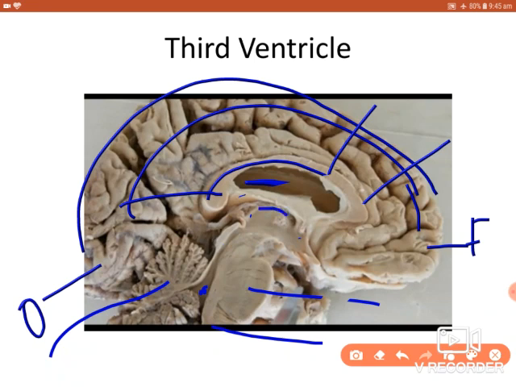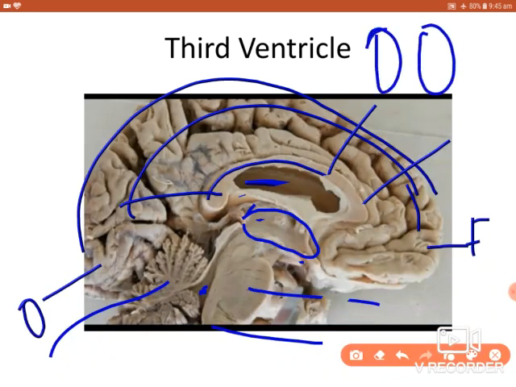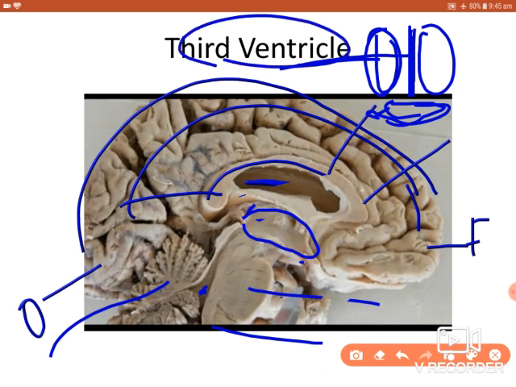Then the cavity of this diencephalon is the third ventricle. This is the thalamus, and this is the hypothalamus. So we can see there are the right and left thalamus. Then there is the hypothalamus. So the slit-like cavity between these two thalami is the third ventricle. You can see here this cavity is the third ventricle. Actually this is the lateral wall of the third ventricle, where you can see the thalamus with the hypothalamus.